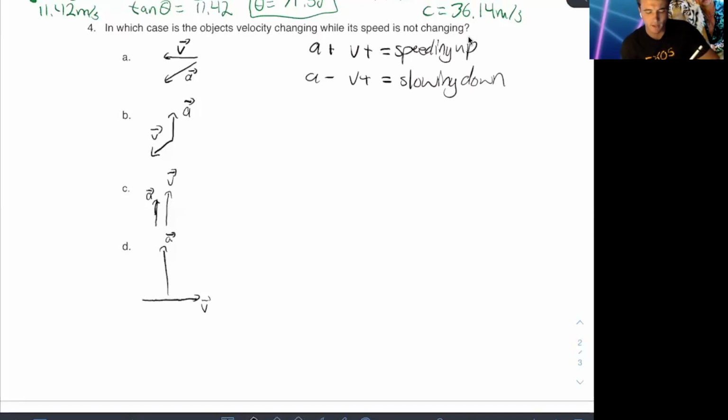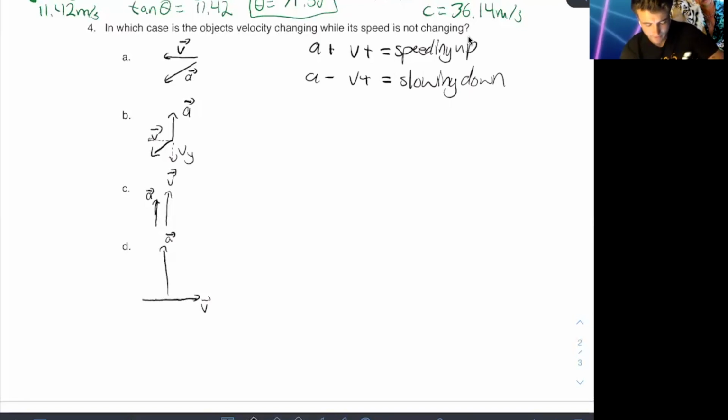So let's look at B. So velocity is diagonal, and then acceleration is going straight up. It looks like in this case, if you break velocity down into its components, it's got some x, right, and some y. So the velocity in the y direction is going to be in the opposite direction as acceleration. So it's going to be slowing down. So our speed is going to be changing in this specific one, right? So that's not right.